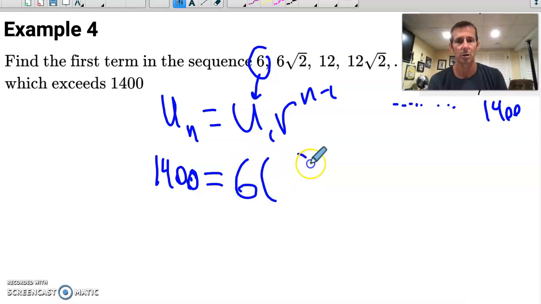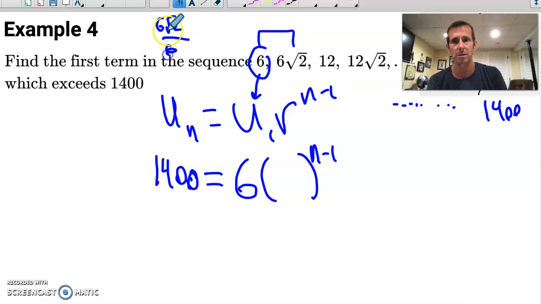What's the common ratio? Good question. I have to divide these two things to find the common ratio. So just like the very beginning of these notes, the 6 rad 2 over 6, the 6's cancel. There's my common ratio. It's rad 2. It's not the best ratio that I could ask for, but it's what it is.